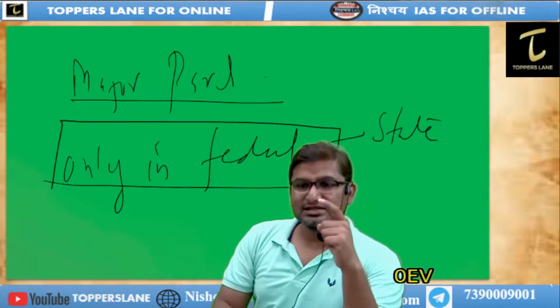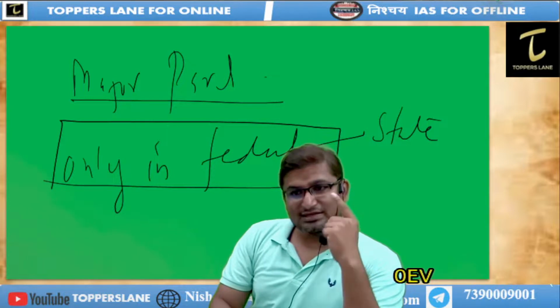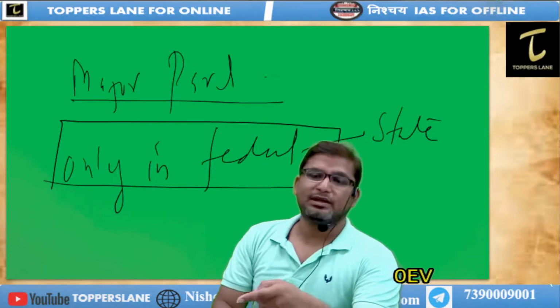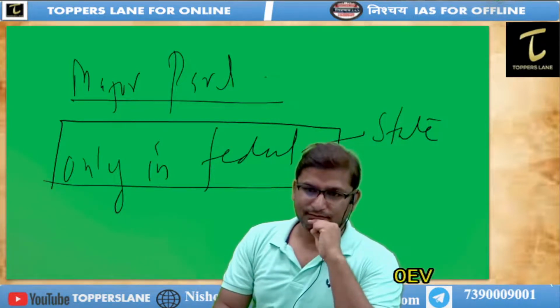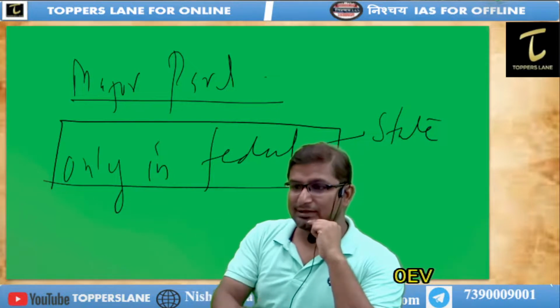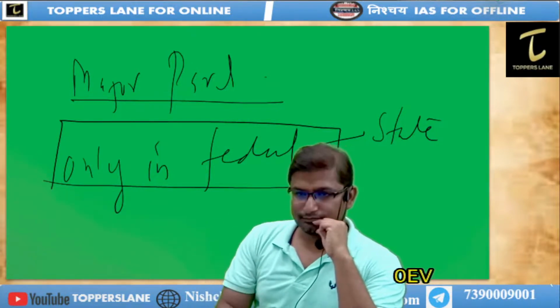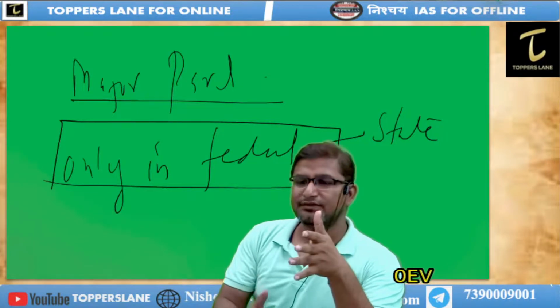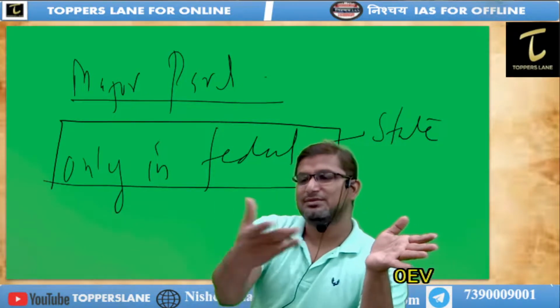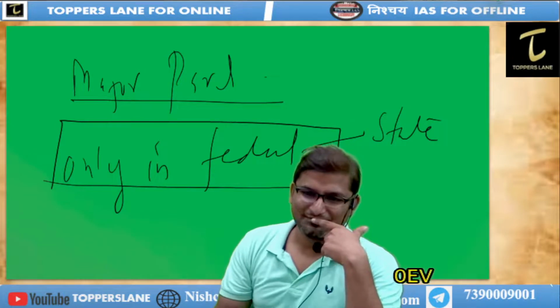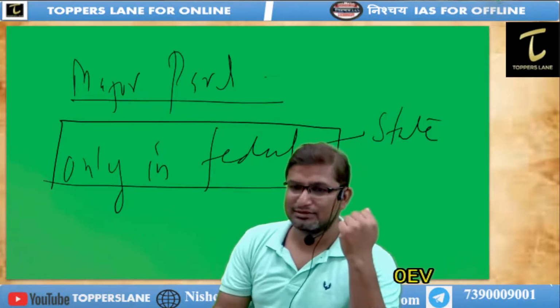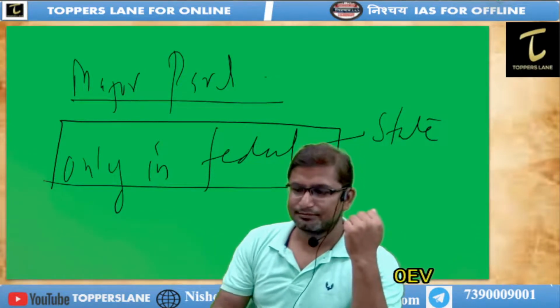Clear? And see, in case of joint session it is always the parliament that wins. How? Because of the strength of the Lok Sabha. Lok Sabha will always win, like 545 plus 245. Now if you take the majority of this, who will win? Obviously parliament, the Lok Sabha. Clear?